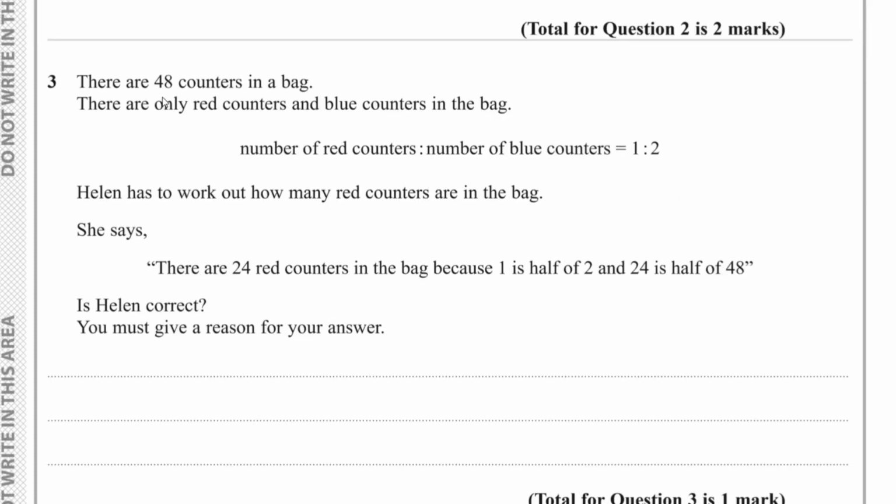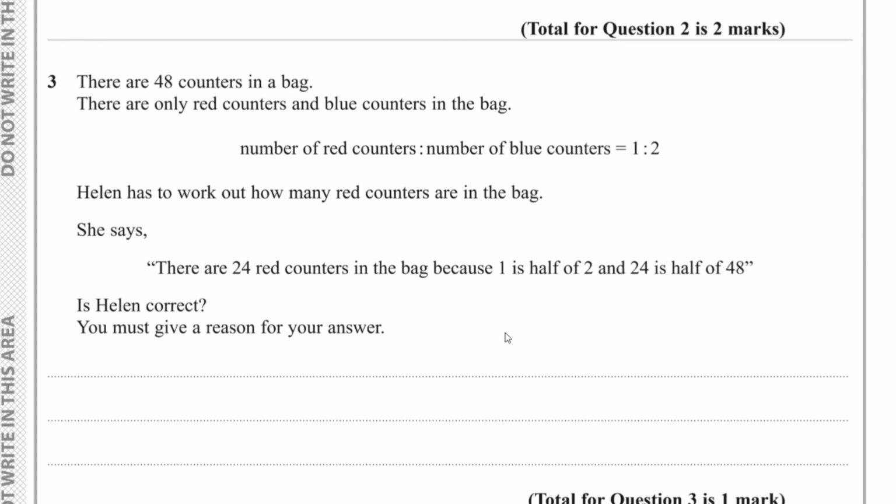Question number 3. There are 48 counters in a bag. There are only red counters and blue counters in the bag. The number of red counters to the number of blue counters is 1 to 2. Helen has to work out how many red counters are in the bag. She says there are 24 red counters in the bag because 1 is half of 2 and 24 is half of 48. Is Helen correct? You must give a reason for your answer.